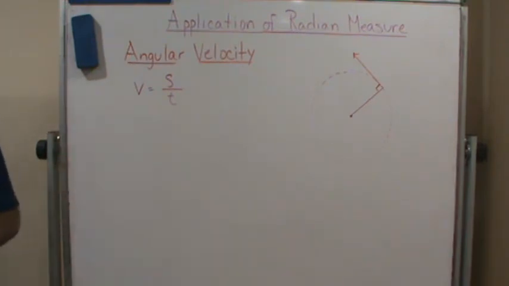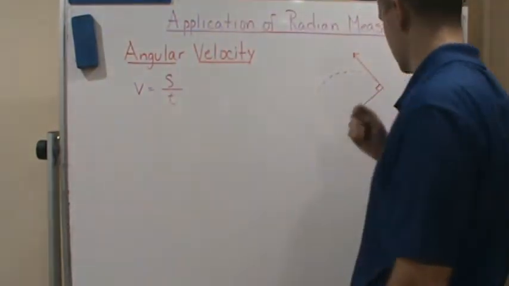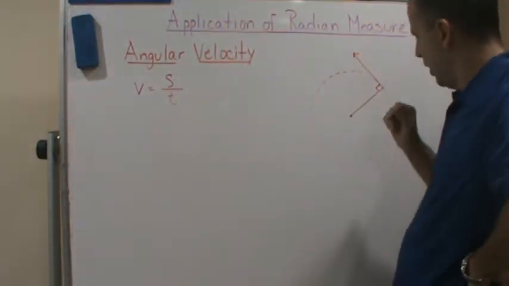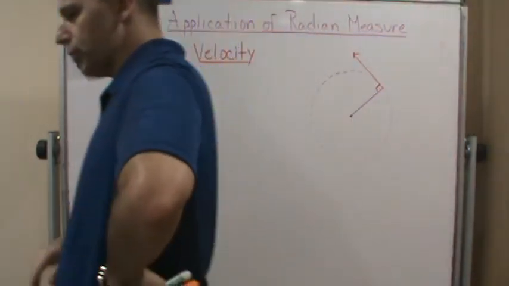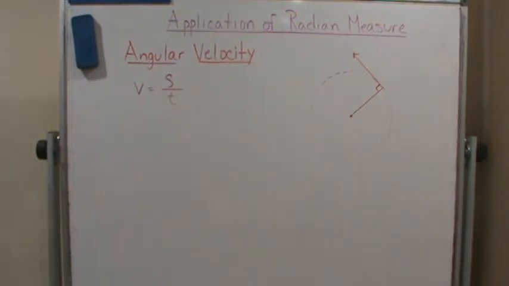So we could calculate average velocity of a particle using this formula where v is the average velocity, s is the distance traveled, and t is the elapsed time. Now, what if the object is moving in a circle though? Well, if it's moving in a circle, it's going to be a little different. The angular velocity is calculated a little bit different too, because it's moving in a circle and not on a straight line.